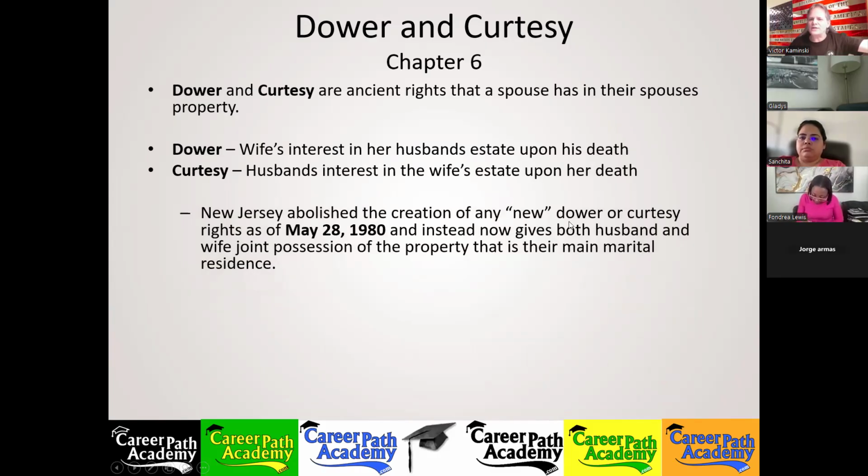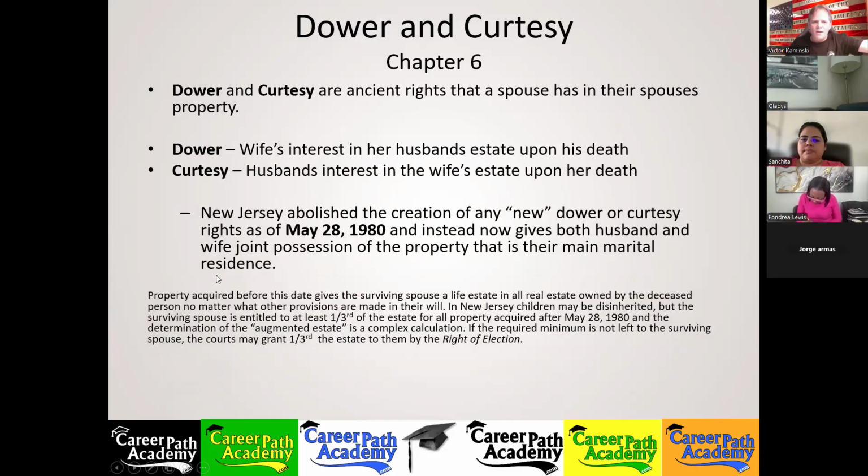And New Jersey abolished the creation of any new dower or courtesy rights as of May 28, 1980. And after that, they instead now give both husband and wife the joint possession of the property that's their primary marital residence. Property acquired before this date gives the surviving spouse a life estate in all the real estate owned by the deceased person, no matter what other provisions were made in the will. They're entitled to half. In New Jersey, children may be disinherited, so be good to your parents. No, don't be good to your parents for that reason. Be good because you love them, right?